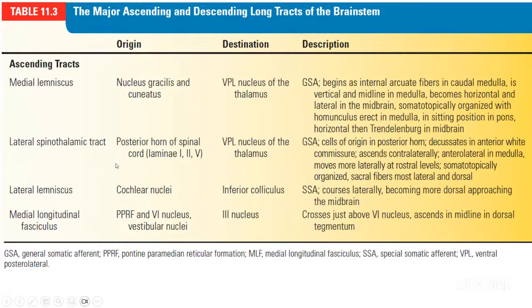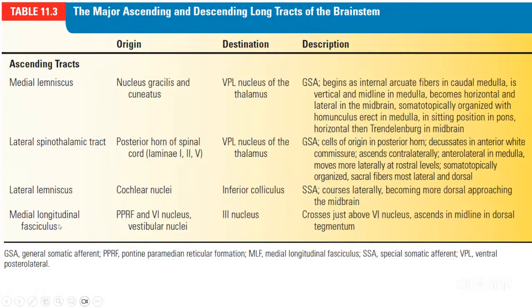Next, lateral spinothalamic tract. This is also a sensory tract which carries fibers from the posterior horn of the spinal cord. This also ends at the VPL nucleus of the thalamus. Lateral lemniscus carries fibers from the cochlear nuclei to the inferior colliculus. This is special somatic afferent.